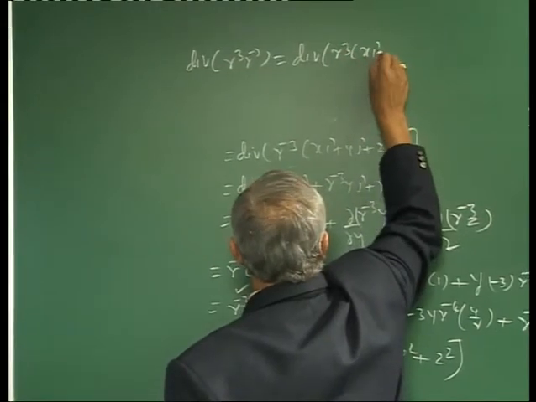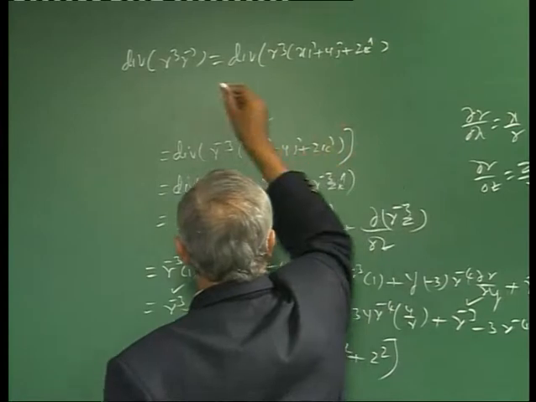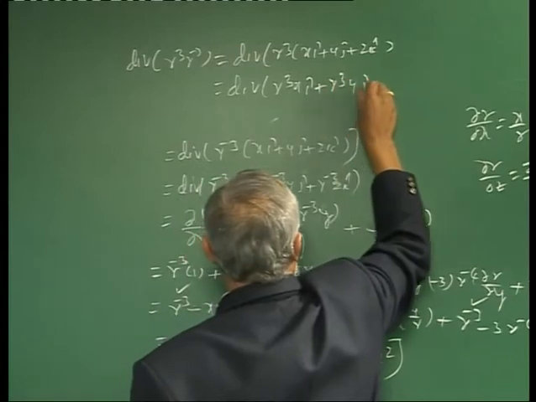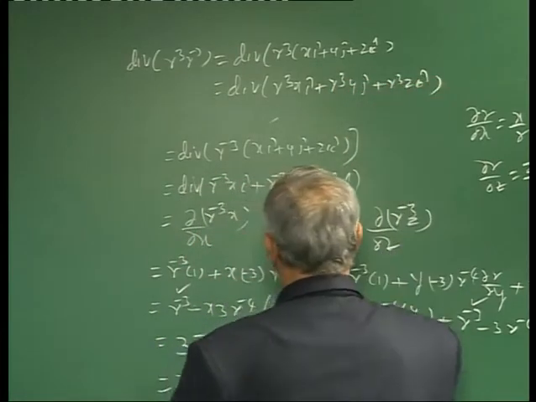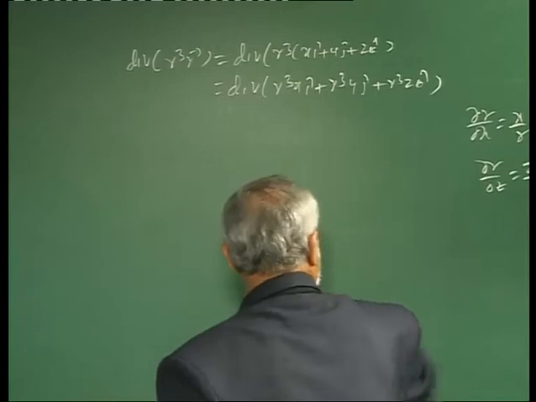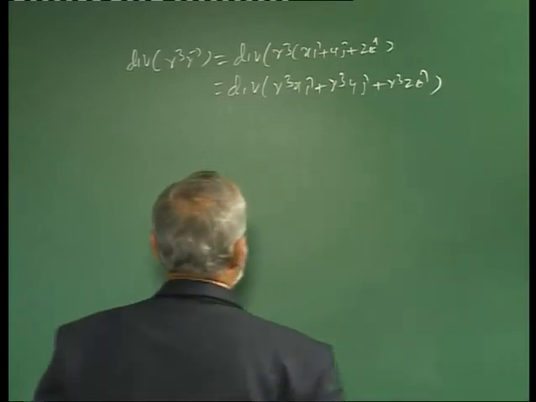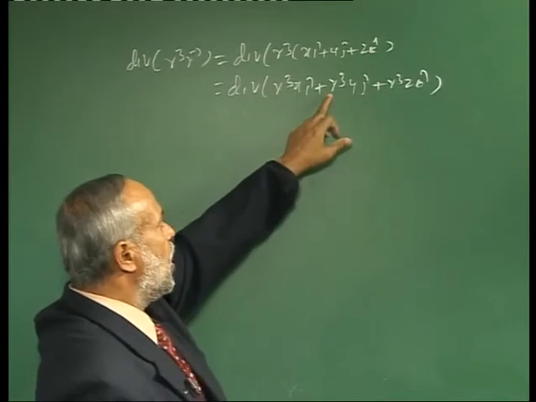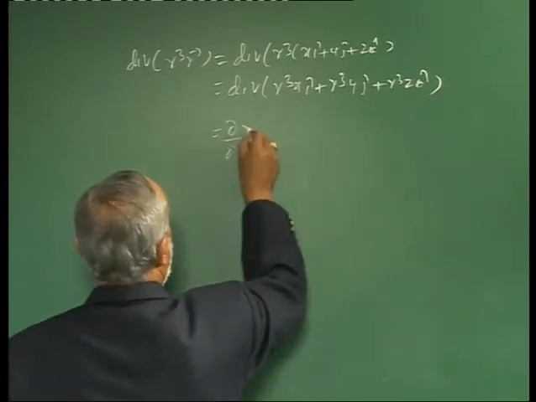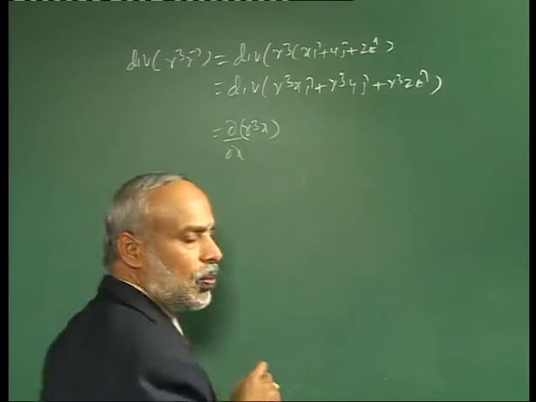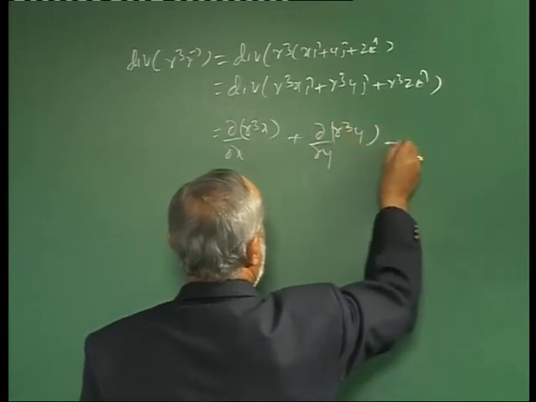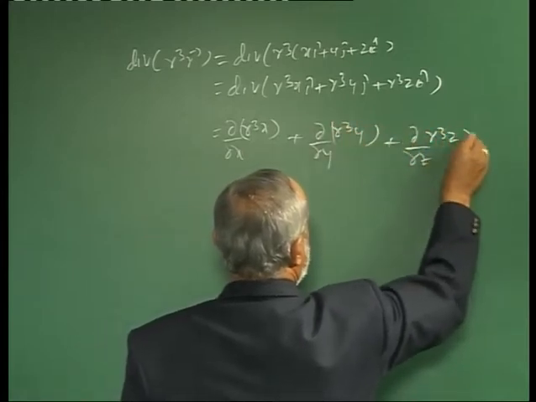R vector is xi vector plus yj vector plus zk vector. This is equal to divergence of r cube into xi vector, r cube into yj vector plus r cube into zk vector. Now divergence of r cube into xi vector plus r cube into yj vector plus r cube into zk vector can be written as dou by dou x of r cube into x plus dou by dou y of r cube into y plus dou by dou z of r cube into z.